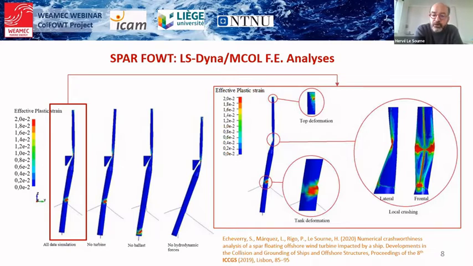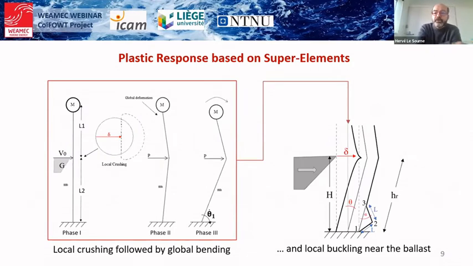It was also observed in the simulations that this response is composed of local crushing of the impacted section, global beam plastic bending, and local buckling just above the ballast. The successive deformation modes are illustrated here. So we have the local crushing, global bending with plastic hinges, rotation of the tower around the lowest plastic hinge, and finally local buckling at the rear part of the structure just above the ballast.